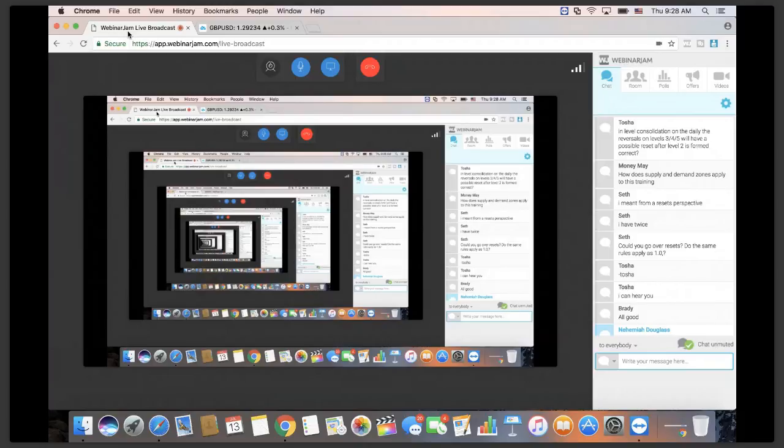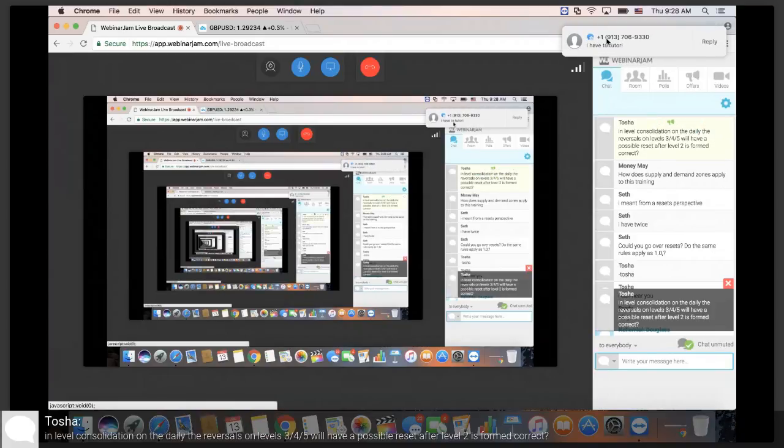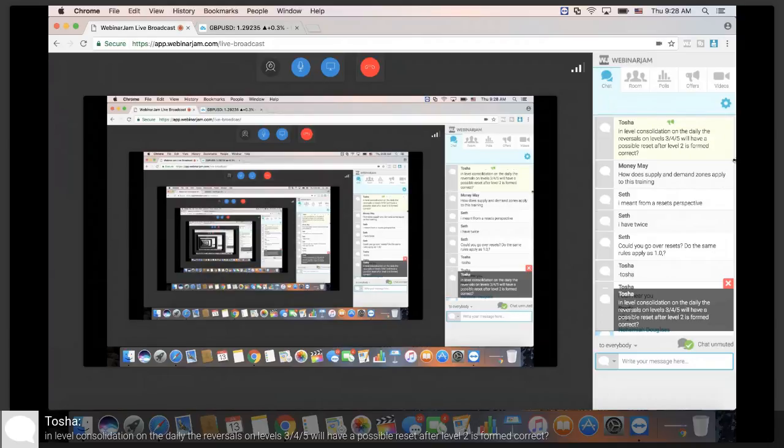I have a question real quick. It says, in level consolidation on the daily, the reversals on levels 3, 4, and 5 will have a possible reset after level 2 is formed. Correct? Okay, I'll broadcast this message really quick. In level consolidation on the daily, the reversals on levels 3, 4, and 5 will have a possible reset after level 2 is formed. Okay, I'm trying to understand the full question, but I think I understand what you're getting at.